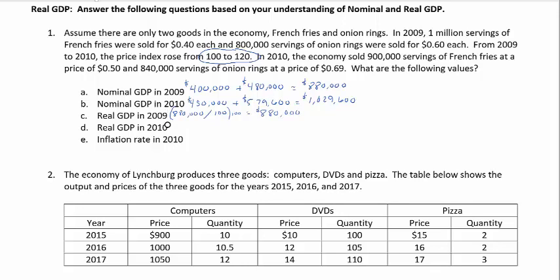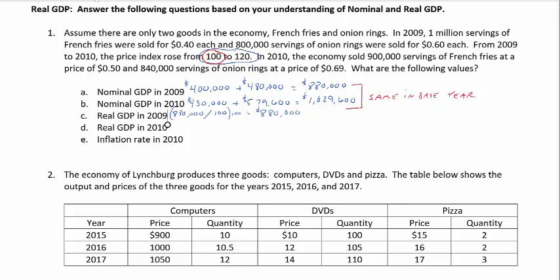Now notice the nominal and the real GDP that year is the same, and that's because in the base year, nominal and real GDP are the same. Now, how did I know that was the base year? Because the price index is 100. Anytime the price index is 100, that'll be your base year. Alright, so let's keep going.